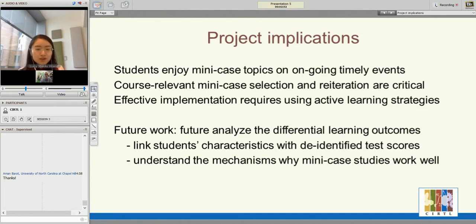So it will be more interesting if in the future more data can be linked together. Instead of analyzing the de-identified test data, we can also link that with students' characteristics to understand the underlying mechanism of why this case study approach works better for some compared to others, and how we can understand this in terms of diversity and inclusion.